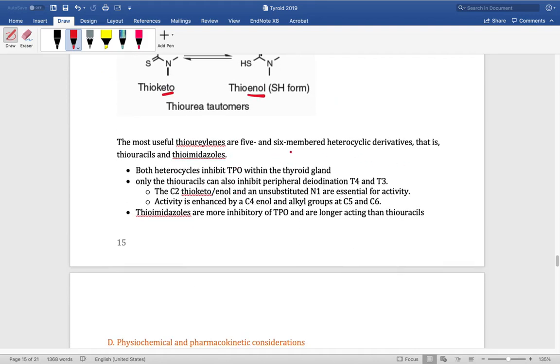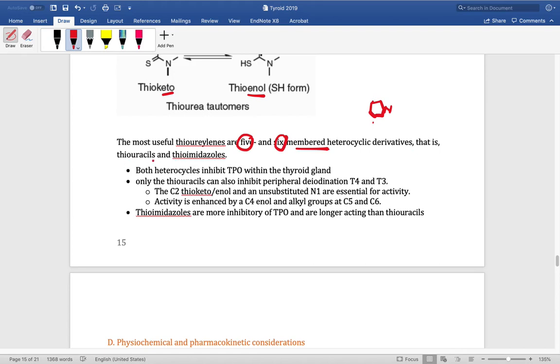There's the 5-membered and the 6-membered heterocyclics. And remember, when we talk about heterocyclic, it's basically a cyclic molecule, but you don't have carbons at all the positions. You may have a nitrogen, an oxygen, or a sulfur. Heterocyclic basically means you don't have carbon only in the ring.